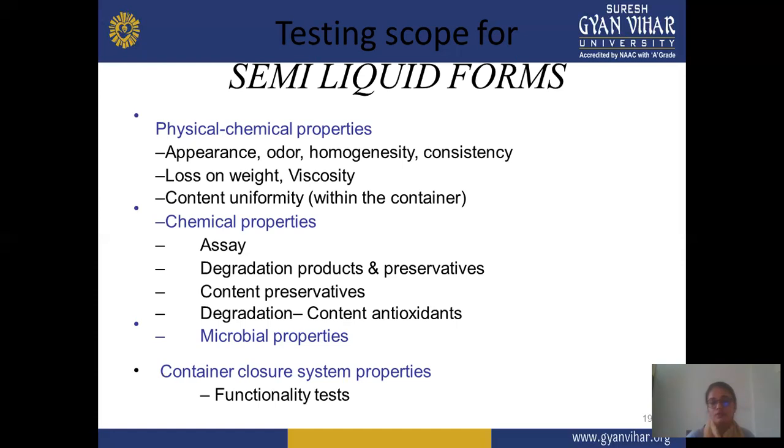Some types of content or excipient may react with the preservative. In this, check that preservative interactions do not take place. Degradation or antioxidant: if you are using an antioxidant, then you assure that this particular antioxidant is good for your formulation. Next test is microbial property. In this, check whether certain microbes or bacteria are present in your formulation. Then container closure system property.